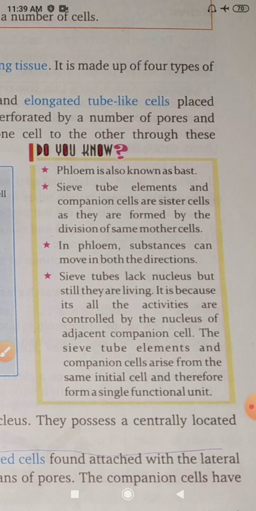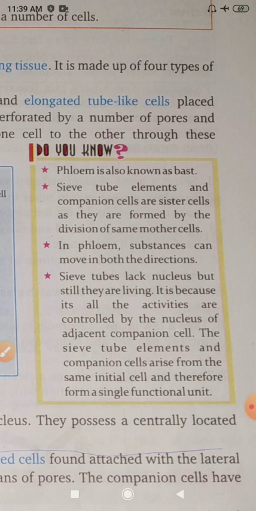Okay, next is of sieve tubes lack nucleus but still they are living. It is because all the activities are controlled by the nucleus of adjacent companion cells. If you remember, in the beginning of video only I have told you, sieve tubes can't perform the mechanical activities. Their mechanical activities are performed by the companion cells.